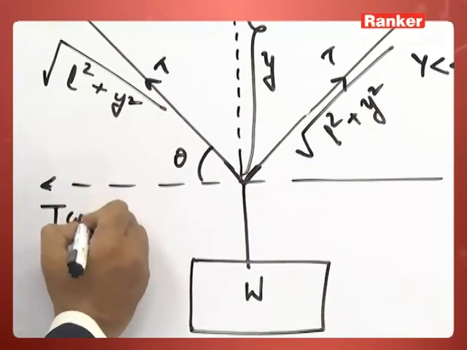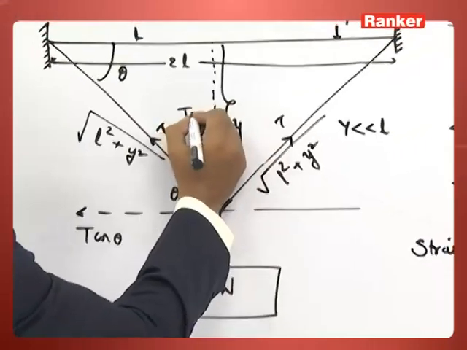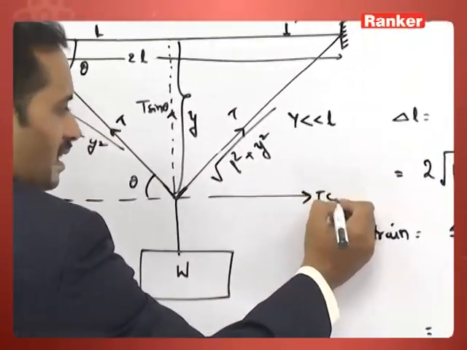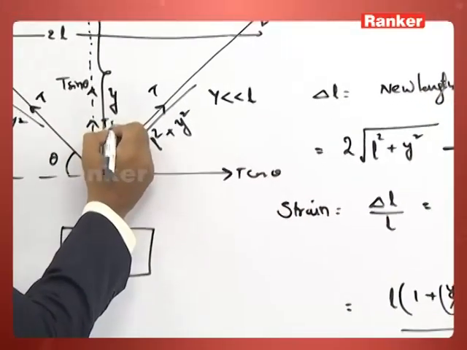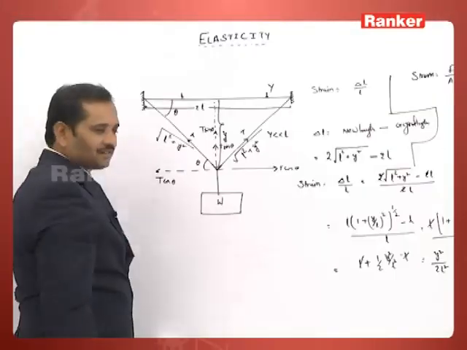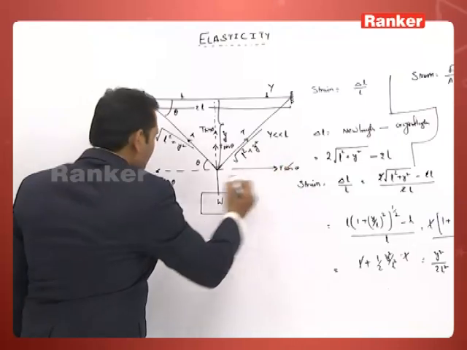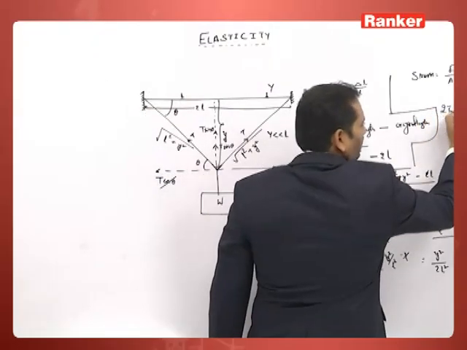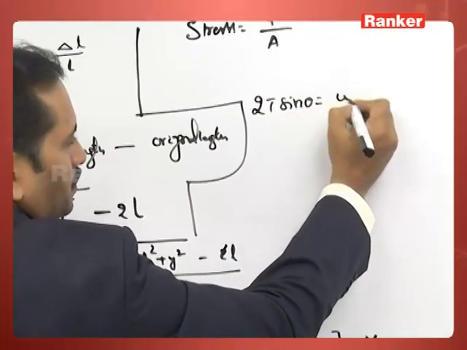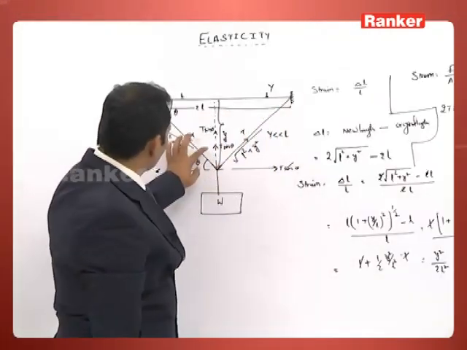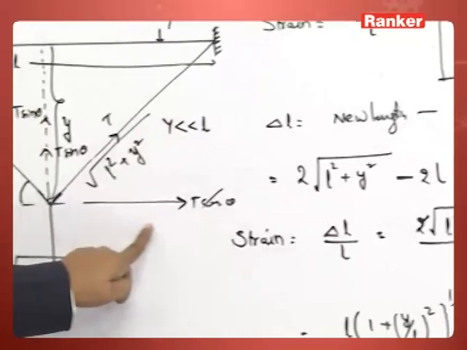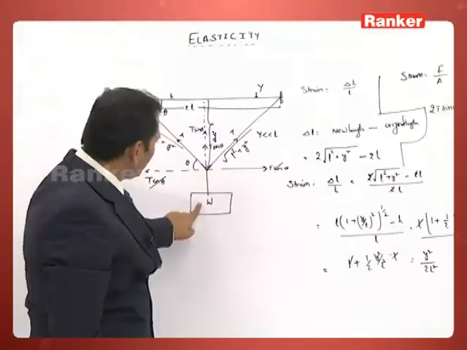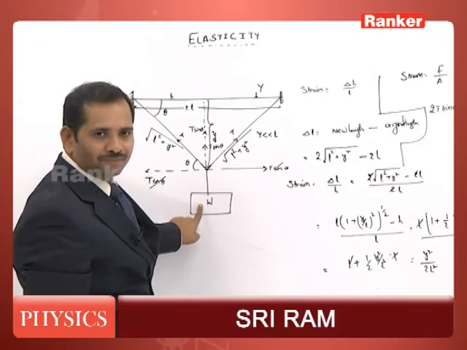This is T cos theta, T sin theta. This also T cos theta, T sin theta. T cos theta gets cancelled. T sin theta adding up equals the weight of the body. 2T sin theta equals W.